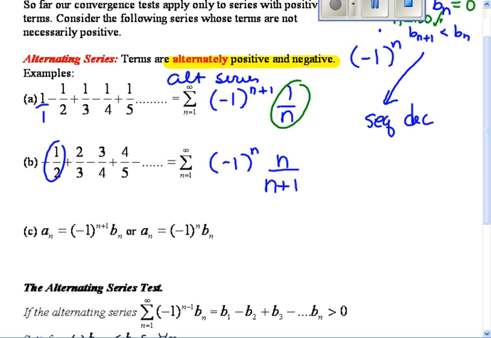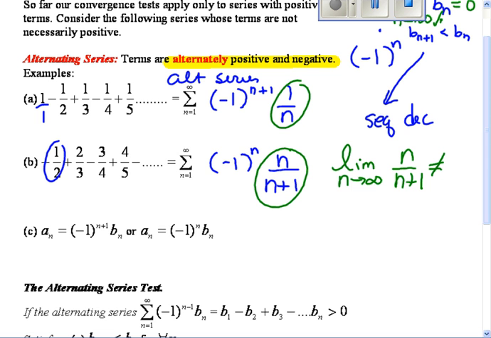All this does is alternate the sign. It's positive, negative, positive, negative, positive, negative. That's all it does. And this is going to do the same thing. But what about the limit of this? Is that going to 0? So right away, I know I'm done. It's divergent. It's also not getting smaller. It's hard to say because it's alternating in sign.